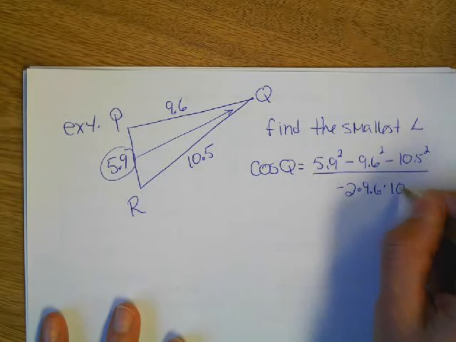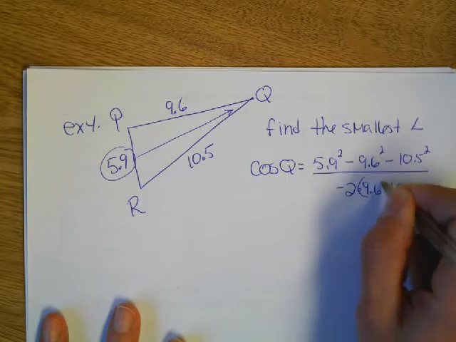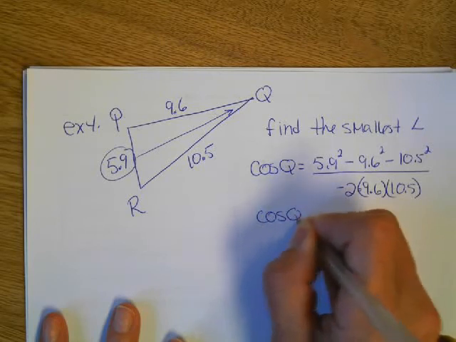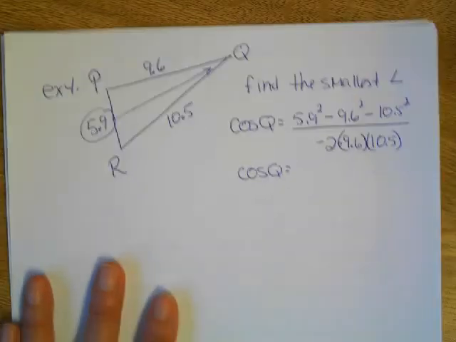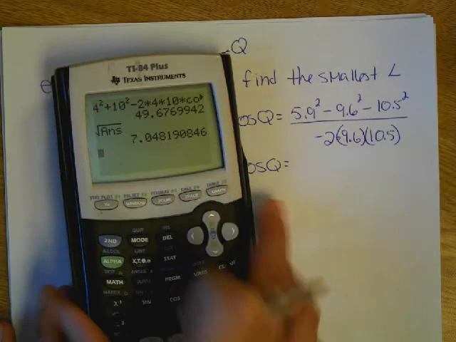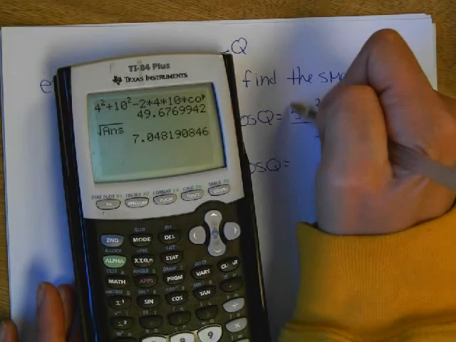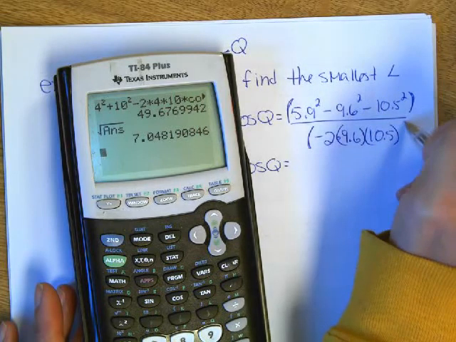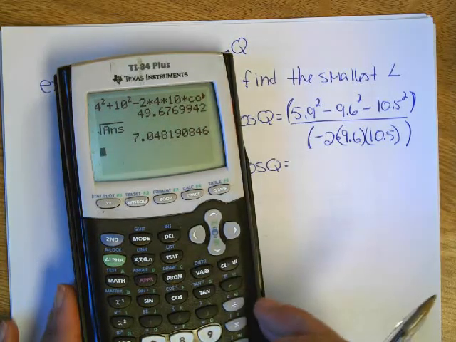Lots of decimals and timesing going on here. I better use parentheses. This will give us the cosine of Q. So we'll be doing an extra step at the end. Use parentheses around your numerator and your denominator when you type all this in.